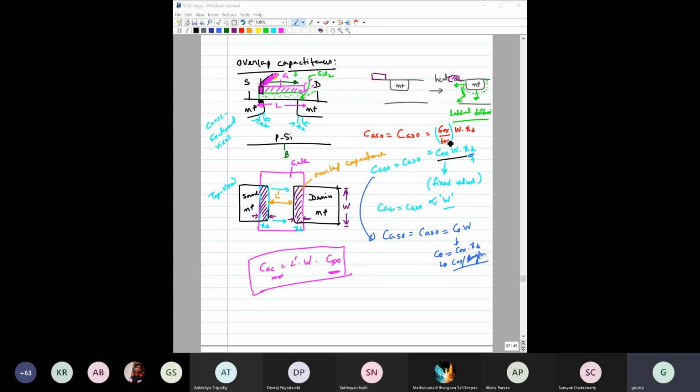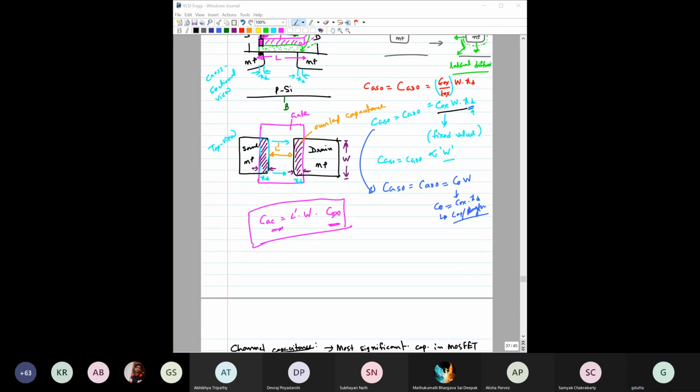And from here, we can clearly see that this overlap capacitance would be a design parameter as well. It depends on your design because it is directly proportional to W. So W is coming here, and you can clearly see that it is dependent on the value of width, which is a design parameter. So this is the maximum value, minimum value that we have calculated. I think this is a small recap.